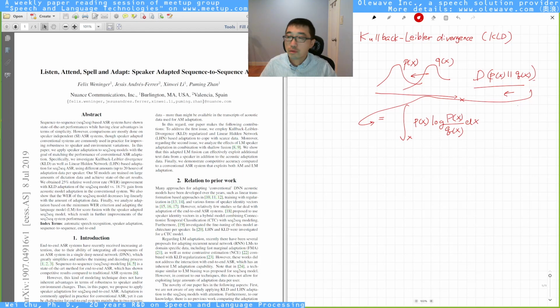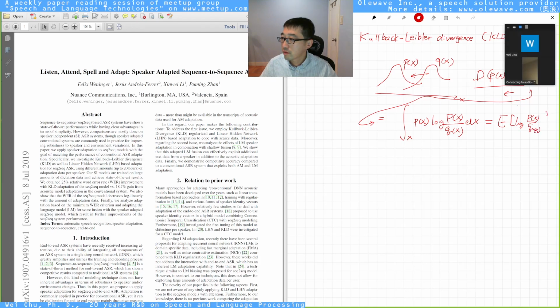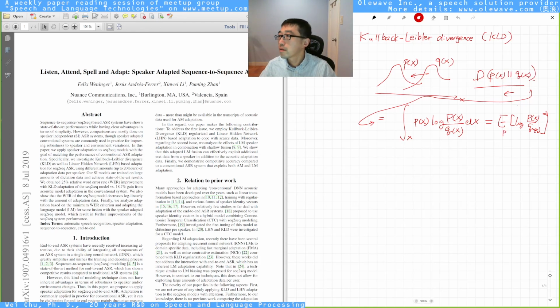And of course, you can see this can also be written in the form of an expectation. Expectation of log p of x over q of x, right? But this has to be under the p, right?